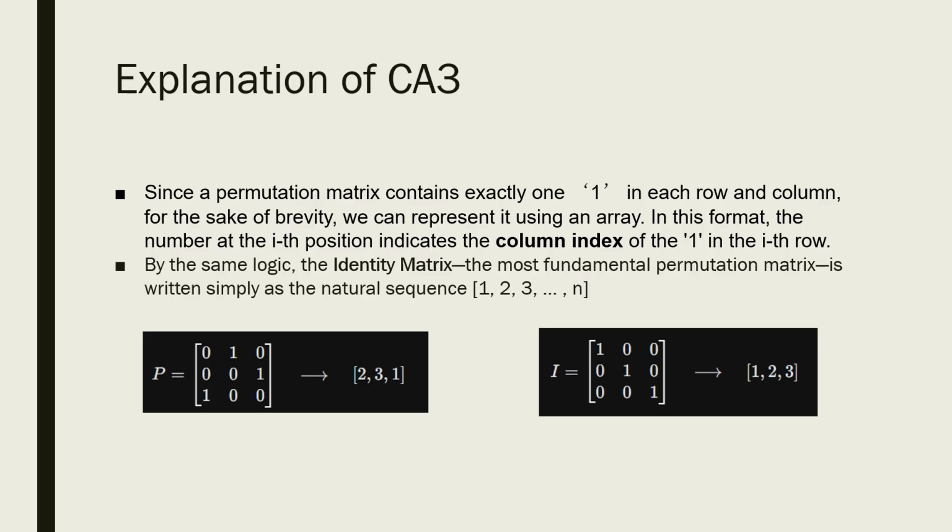To analyze them more deeply, we use a compact notation. Since a permutation matrix is sparse, we can represent it using a simple array or vector. In this format, the number at the ith position indicates the column index of the one in the ith row. For example, the identity matrix is simply written as the natural sequence 1, 2, 3, to n.